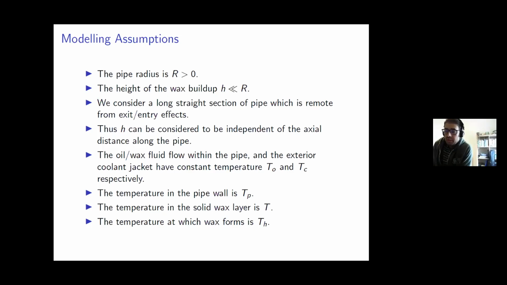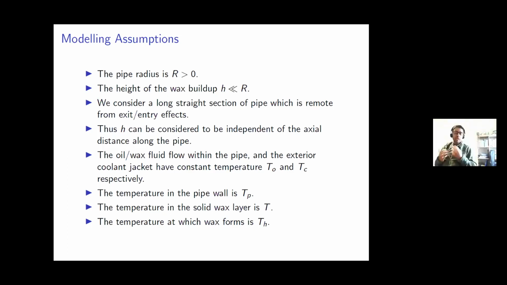Now, the fifth point here is quite important. We assume that we have an oil wax mixture flowing through our pipe, and we assume that our pipe is surrounded by an exterior coolant jacket. In reality, this would be the sea, but in experiments, this would be an outer pipe with constant temperature water maintained in it. And we denote the temperature of the oil wax mixture to be T subscript O, and the temperature of the coolant to be T subscript C.